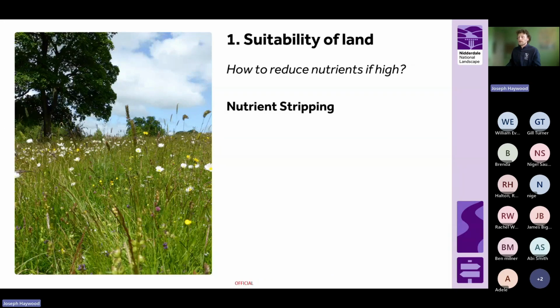So how to reduce the nutrients if they're high? There's a process called nutrient stripping, and there's multiple different ways which you can do this. A number one rule is stop adding fertilizer, whether that be organic fertilizer, so farmyard manure, or inorganic fertilizer. And by stopping adding fertilizer, obviously you're going to stop adding nutrients into the soil, and in years to come, those nutrients will slowly be depleted and decrease. So that's the number one, stop adding your fertilizers.